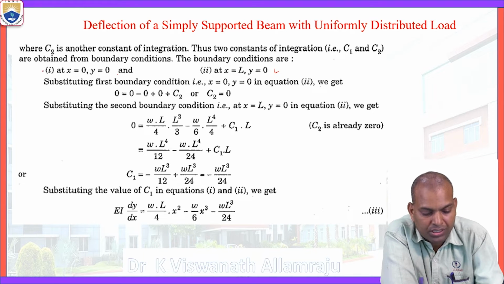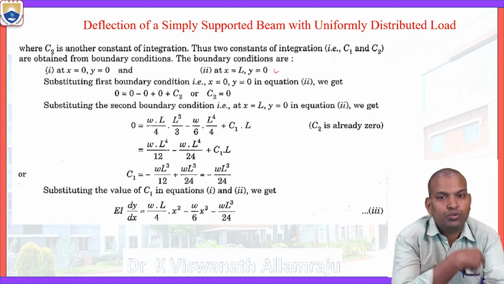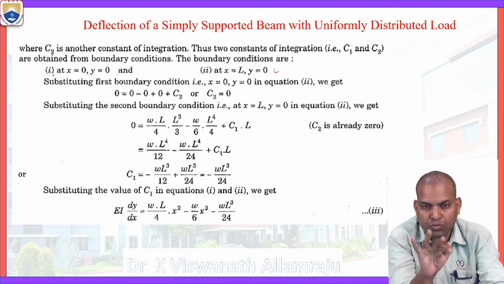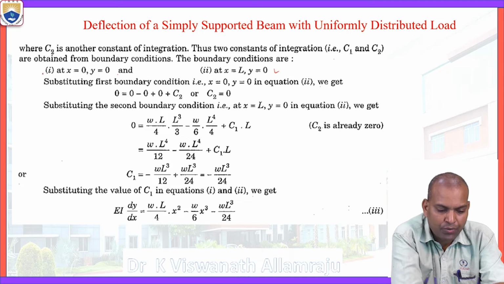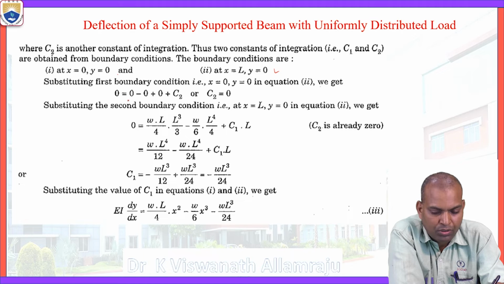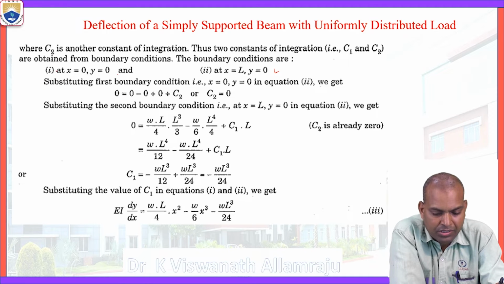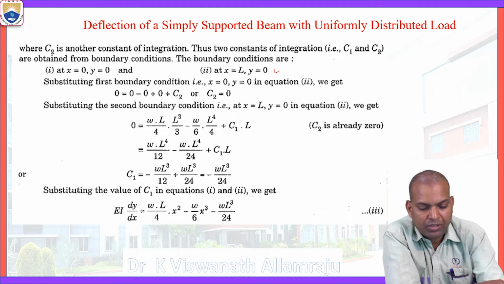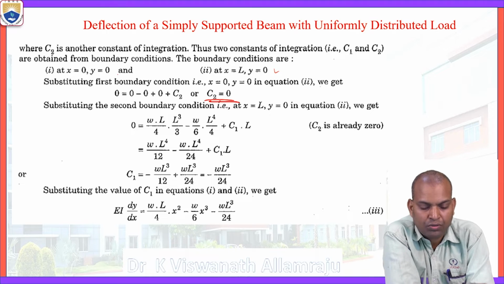Substitute these two conditions in the above equations: two boundary conditions, two equations and two unknowns, so they are compatible equations. At x equal to 0 and y equal to 0, substitute these in equation 2. Then we get C2 equal to 0. Substitute this C2 back in equation 2.